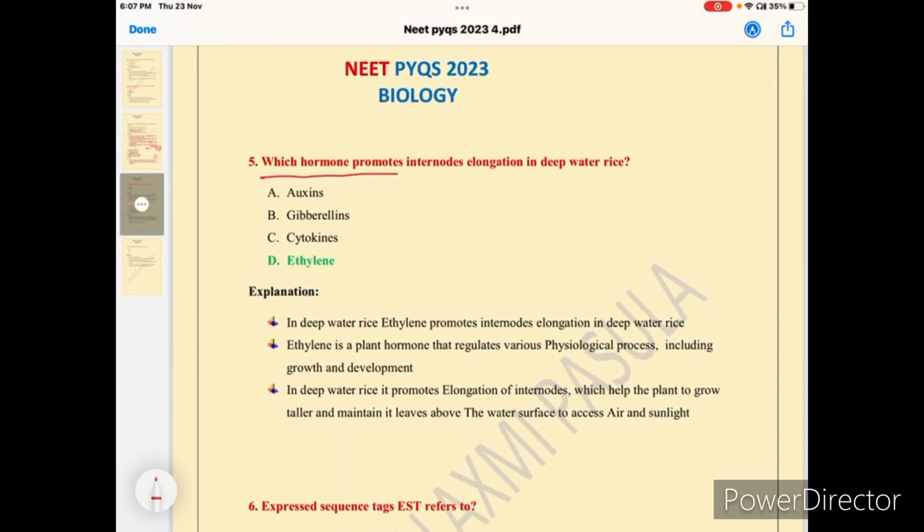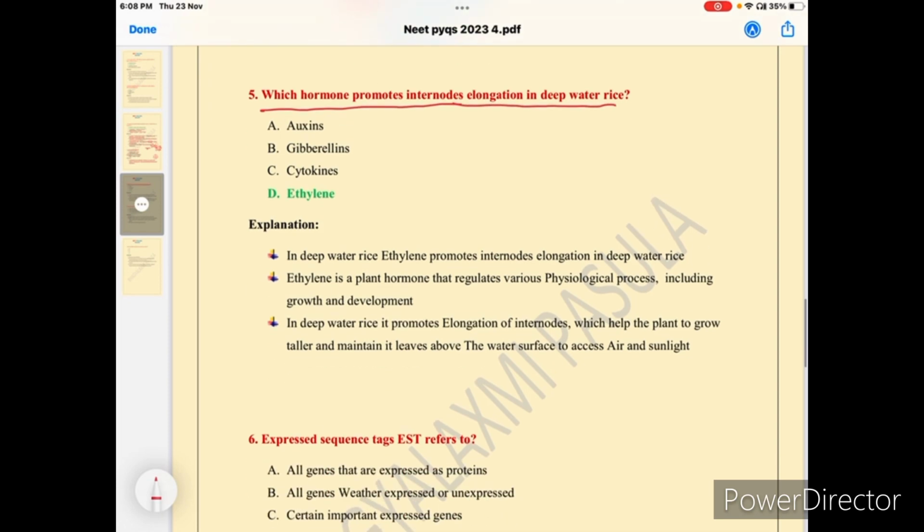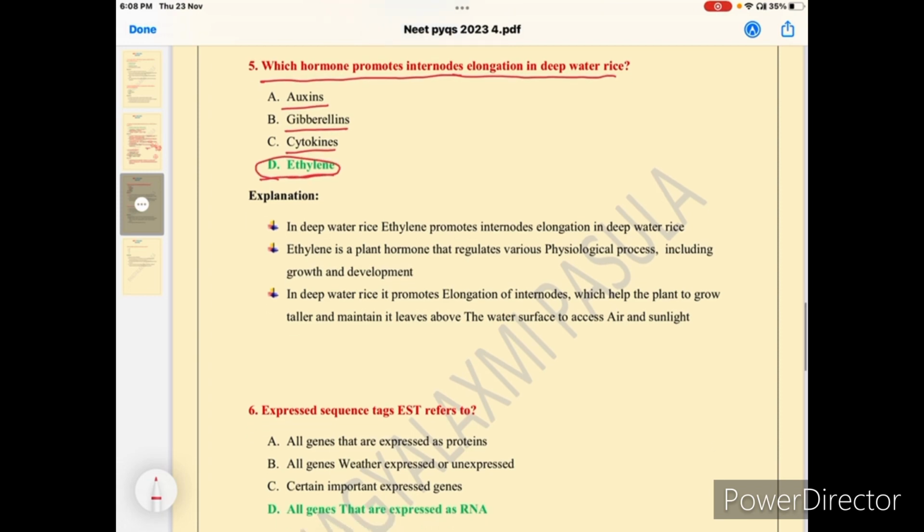Which hormone promotes internode elongation in deep water rice? Option A, auxins; option B, gibberellins; option C, cytokinins; option D, ethylene. Let us see the answer. Answer is D, ethylene. Let us see the explanation.